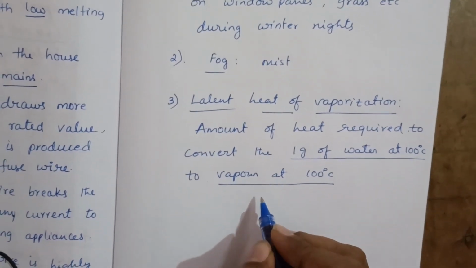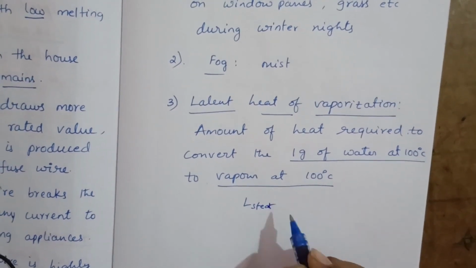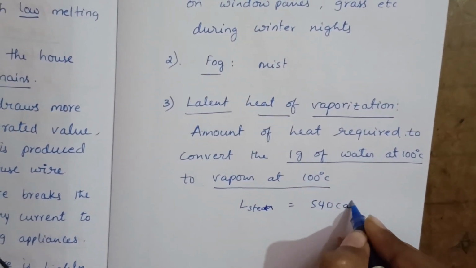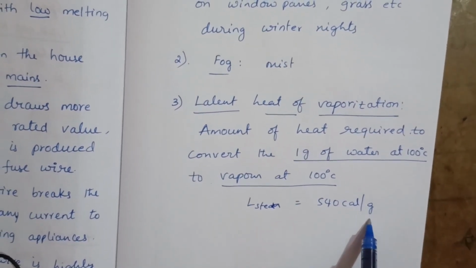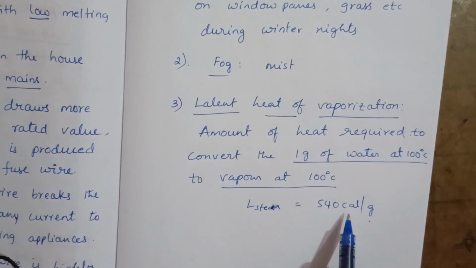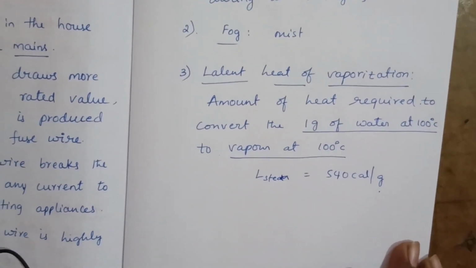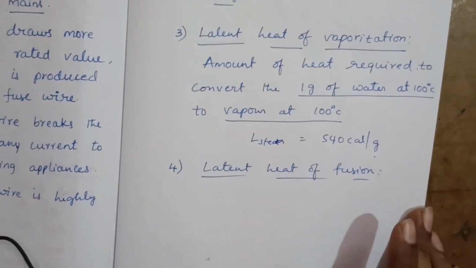What is the latent heat of vaporization of water? We will write it as steam. Steam or vapor is 540 calories per gram. So to convert 1 gram of water at 100 degrees Celsius to vapor at 100 degrees Celsius, we should supply 540 calories of heat.